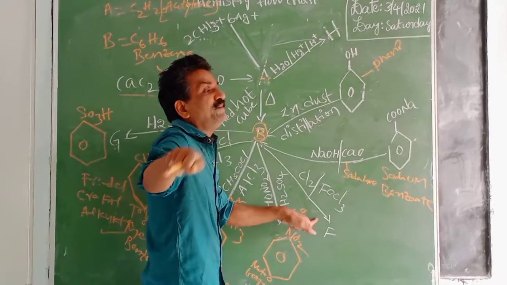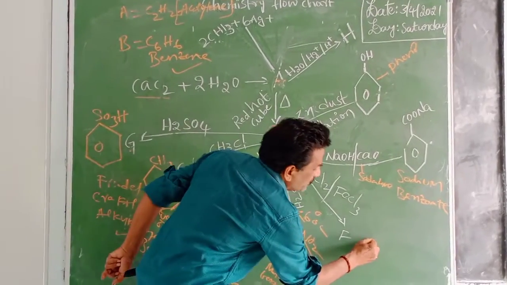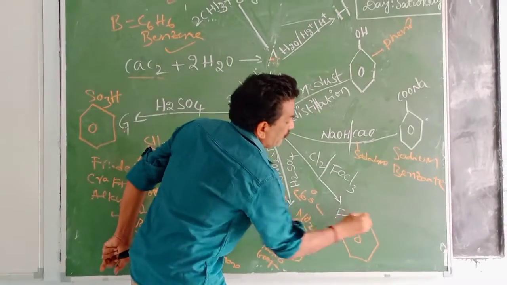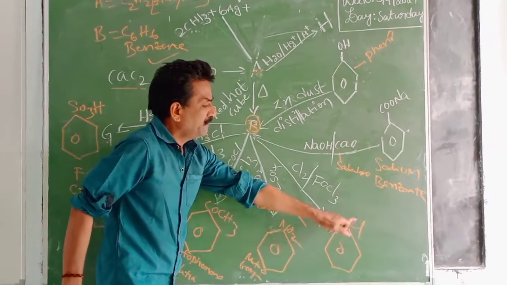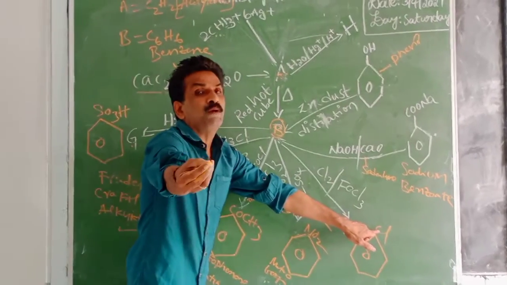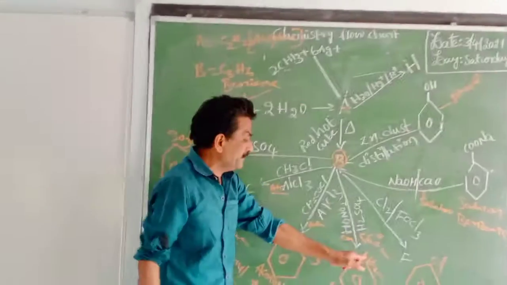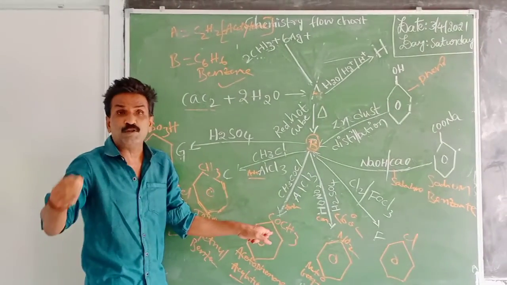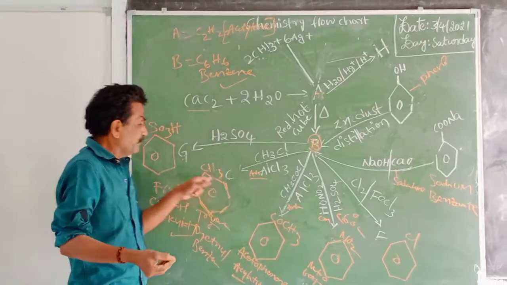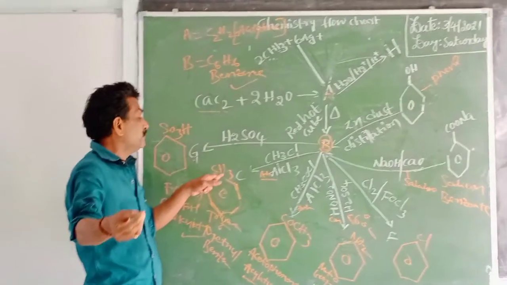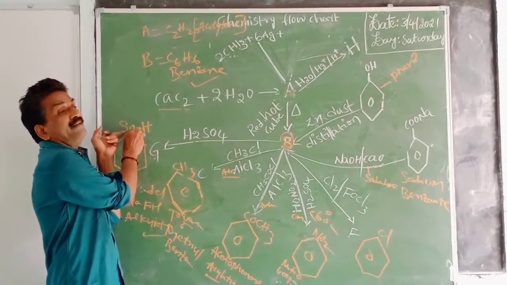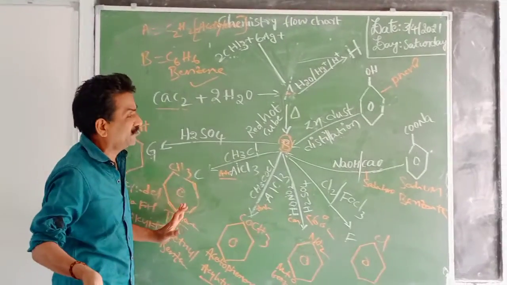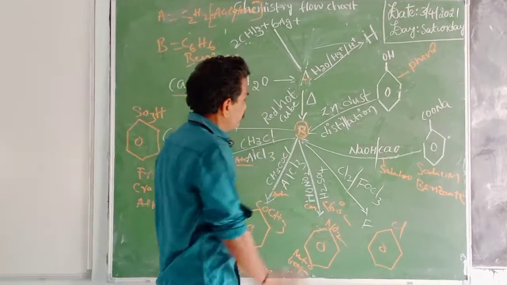The last one is benzene with chlorine. In presence of FeCl3, we get chlorobenzene. Here F is chlorobenzene. A benzene ring containing a chlorine group is chlorobenzene. With an NO2 group, nitrobenzene. With COCH3, acetophenone. With CH3, methyl benzene. With SO3H, benzene sulfonic acid. I think you are clear.